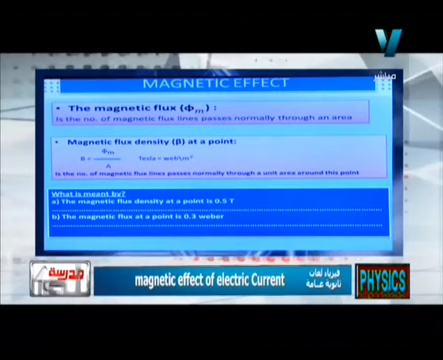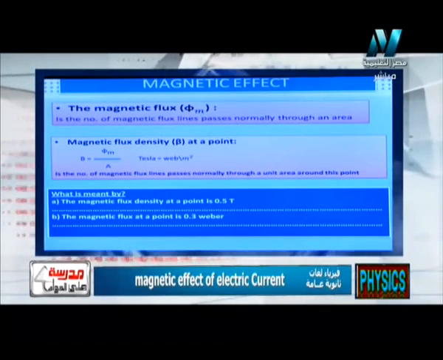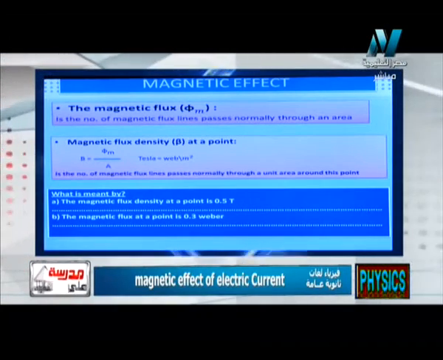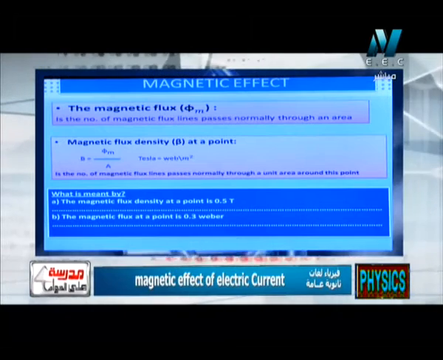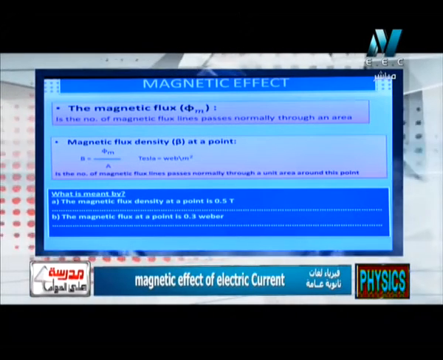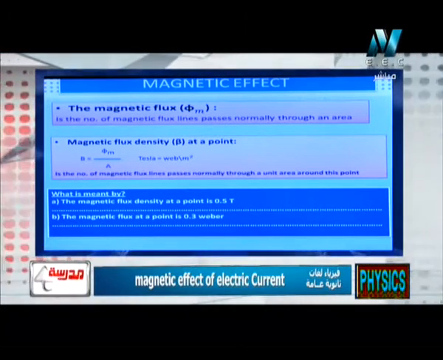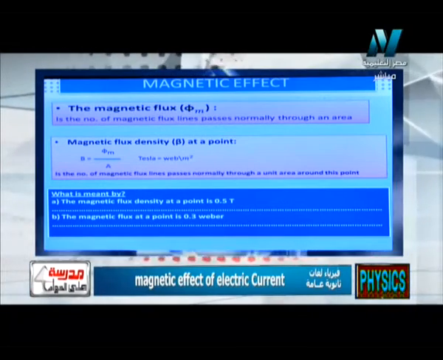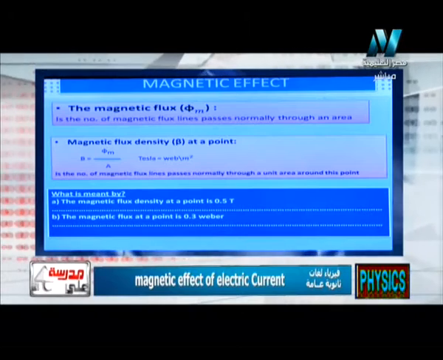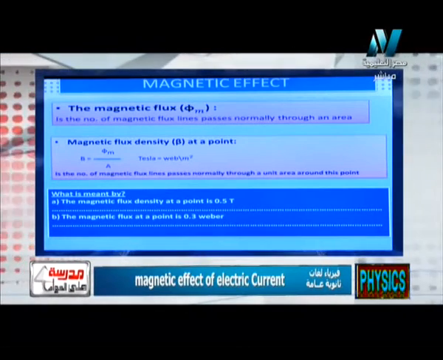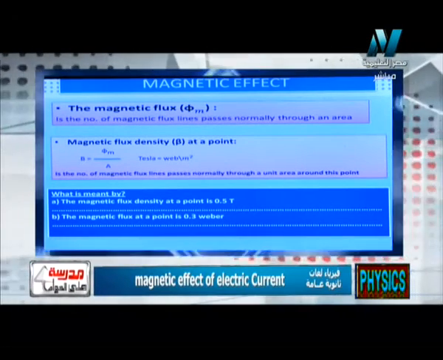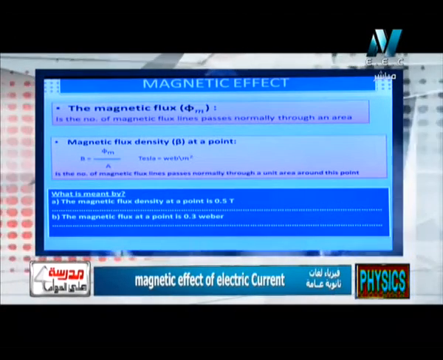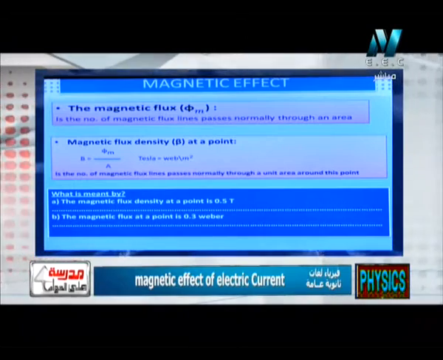Okay, another question, number B. What's meant by the magnetic flux at a point is 0.3 Weber. Of course, we should differentiate between A and B. In number A, the question asks us about the magnetic flux density. But in number B, the question is the magnetic flux, just the magnetic flux. So here, the best answer is the number of magnetic flux lines passes normally through an area is 0.3 Weber.